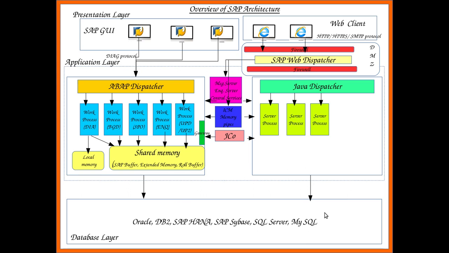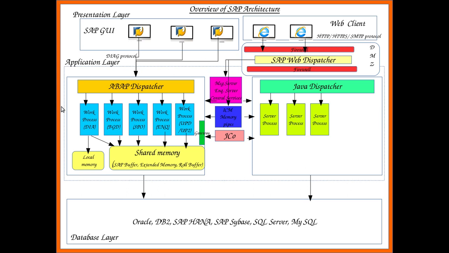In this presentation layer, the SAP GUI client is installed in the system, through which the end user sends requests to the application server. It follows DIAG, meaning Dynamic Information and Action Gateway Protocol, or you can say SAP GUI protocol. The user also has the flexibility to send the request from a web browser. It can be HTTPS or HTTP or SMTP protocol.